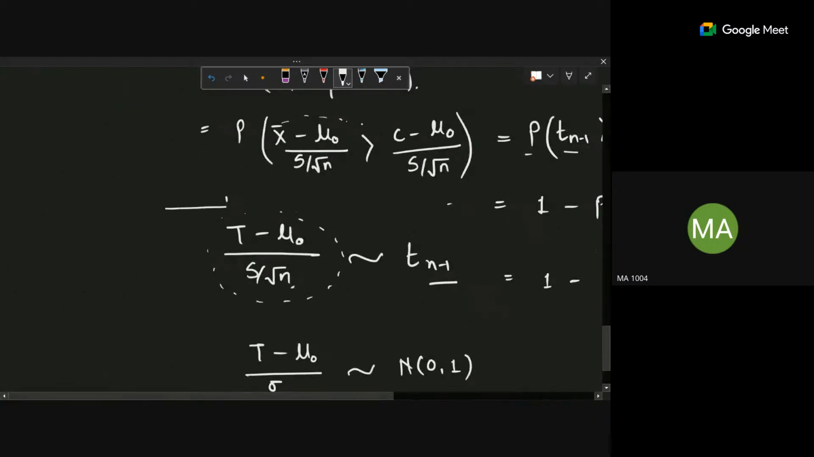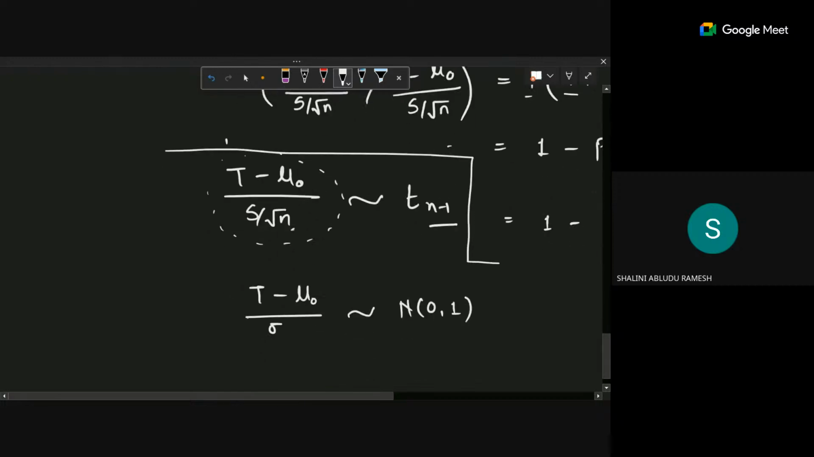S is sample variance. Ma'am, sorry, ma'am. The T distribution, I'm not able to understand, ma'am. It's the same as normal, right? It's not the same as normal.